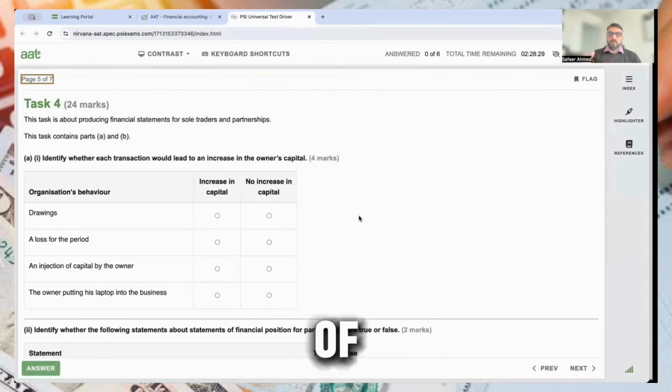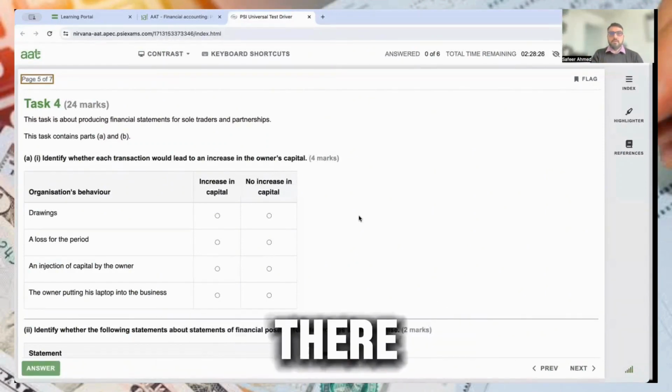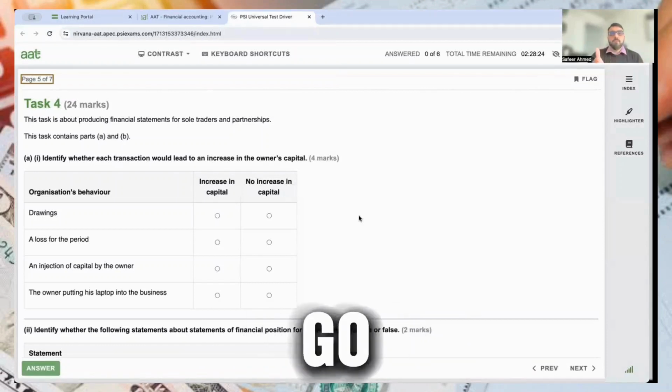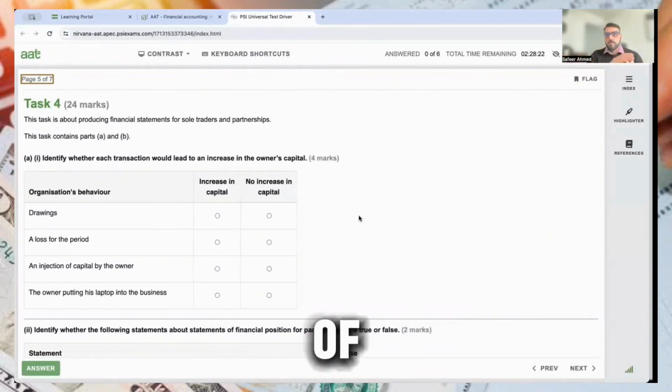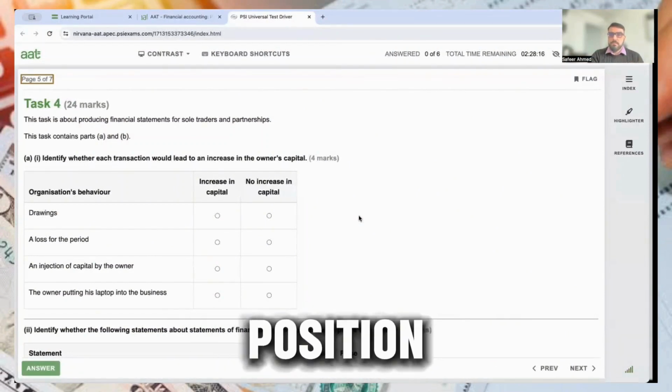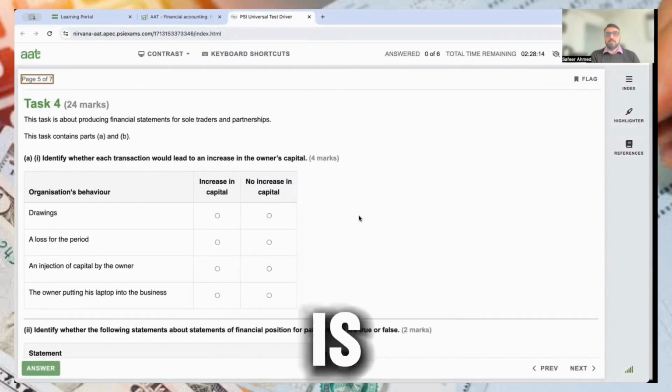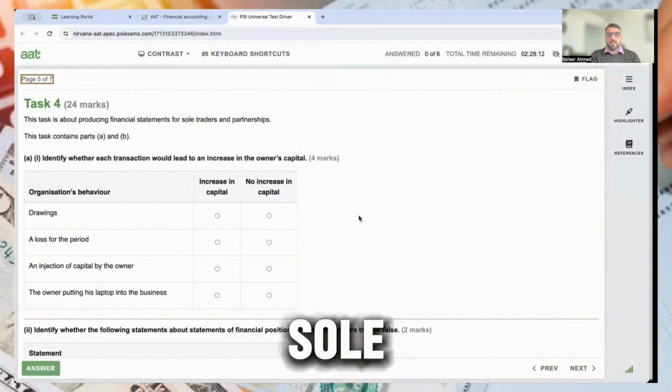In the process of producing the financial statements, there are certain items which go as part of your statement of profit or loss, and other items go into your statement of financial position. And depending on whether the business is a partnership or a sole trader, there are some subtle differences.